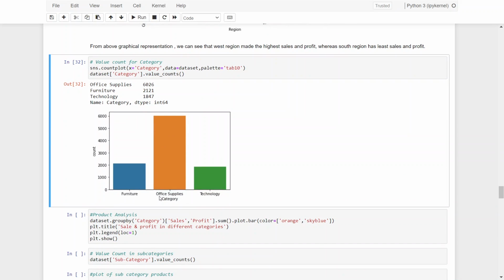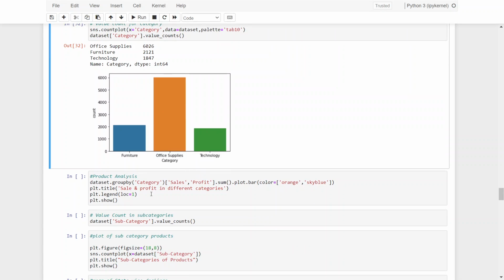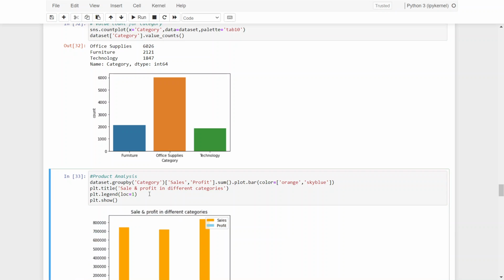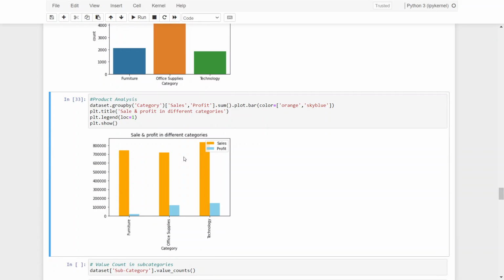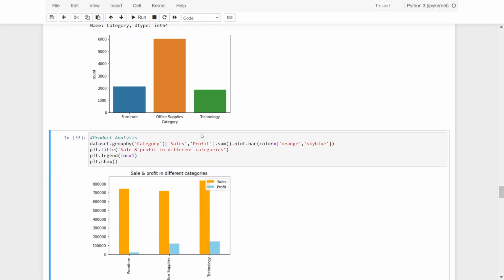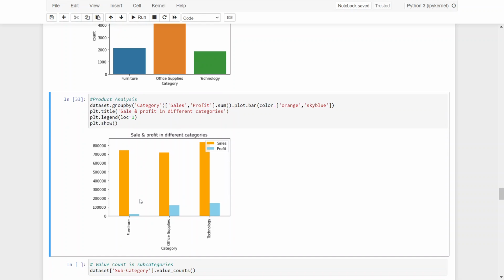Now I am going to run this command, and as you can see, this is the value count for the category. The highest count is the office supplies category, followed by furniture and then technology. So I am going to analyze the sales and profit of the different categories. This is the sales and profit by category. We can see that technology has the highest sales and profit, followed by furniture and office supplies.